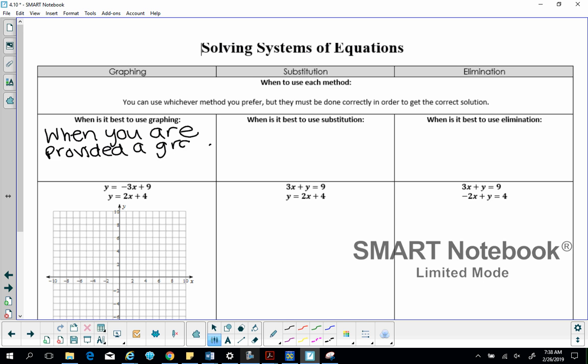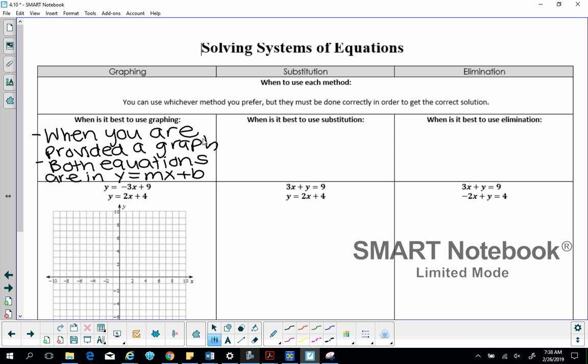It's also easiest to graph when both equations are in slope-intercept form. So y equals mx plus b, that means y is by itself. You can also use substitution, but it's easiest if you're given a graph to do it that way.